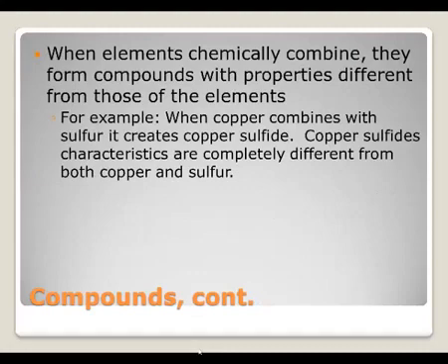When elements chemically combine, they form compounds with properties different from those of the elements. On the next slide, there's an example of what happens when copper combines with sulfur. Each one of those elements has its own distinct properties when they are separate, but when you combine them, we get new properties that emerge.